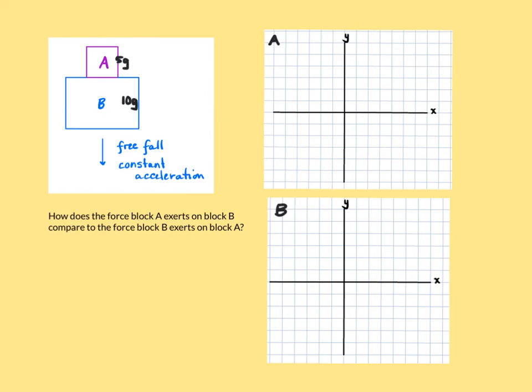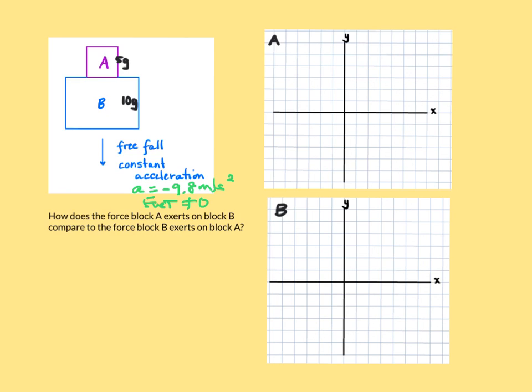The last one's kind of interesting. I've got two boxes, A's on top of B, and they're falling through the air. They're in free fall at a constant acceleration, minus 9.8 meters per second squared. So our net force is not equal to 0. How does the force block A exerts on block B compare to the force block B exerts on block A? Well, block A doesn't exert any force on B, and block B doesn't exert any force on A. So they're the same, they're just 0. B is falling away from A as fast as A is falling toward it, so they're not actually exerting a force on each other.